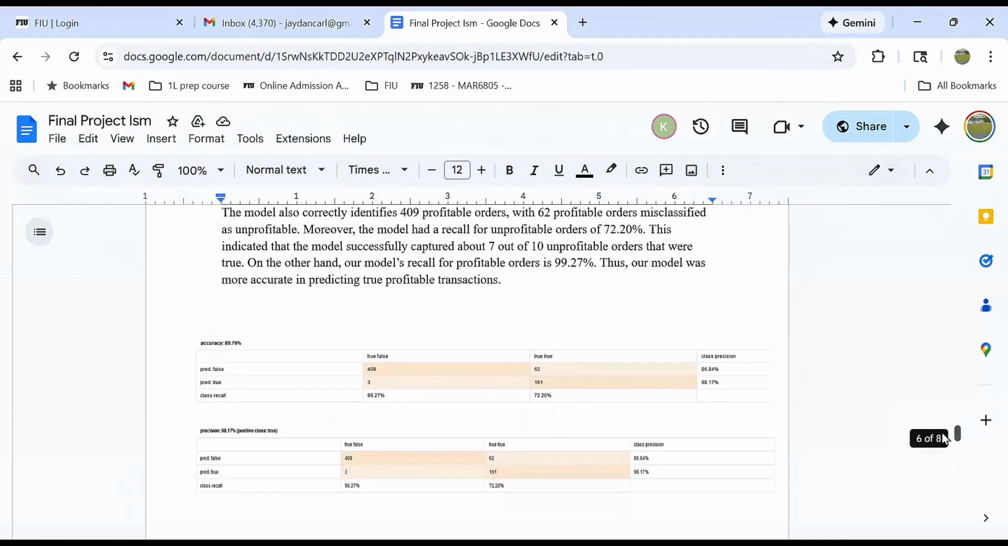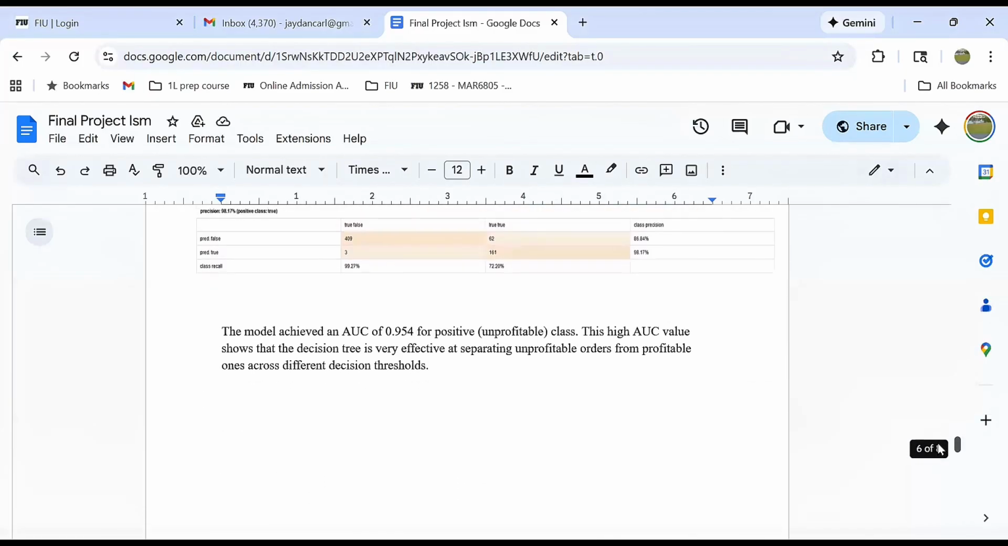This leads us to the recall for unprofitable orders, which is 72.20%, meaning the model successfully captured about 7 out of every 10 loss-making orders. On the other hand, the recall for profitable orders is 99.27%, showing that the model is extremely effective at recognizing profitable transactions. Overall, the model prioritizes precision over recall for unprofitable orders, which is a sensible trade-off when the goal is to avoid unnecessary intervention on profitable sales.